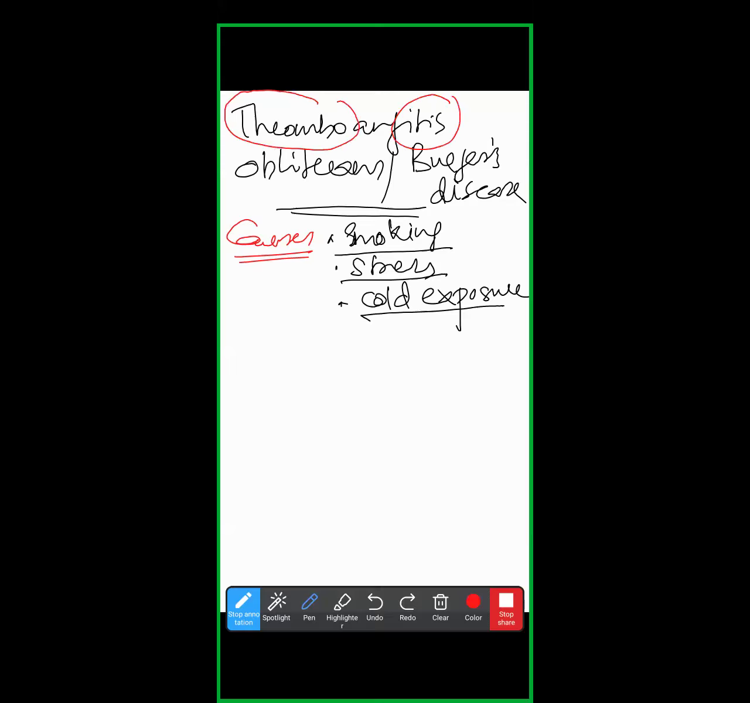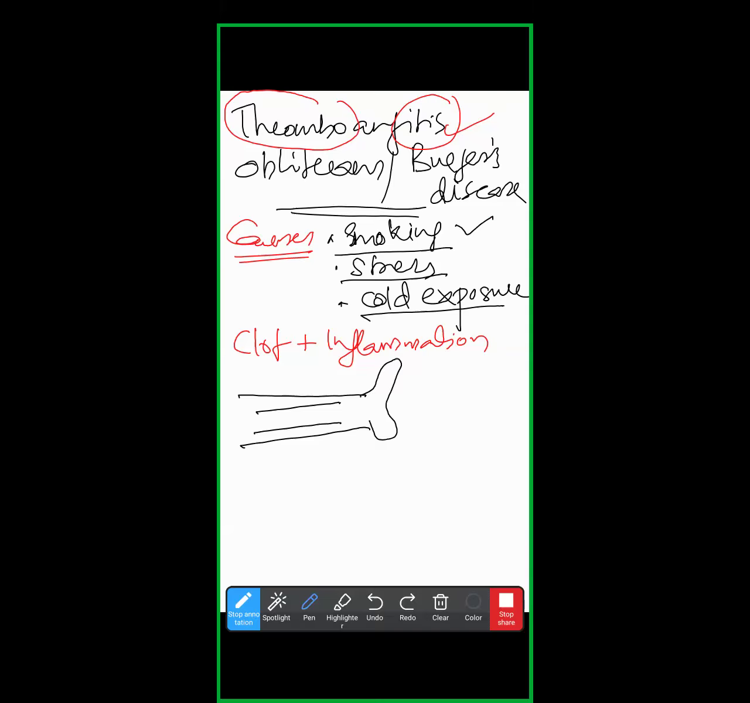Now we can split this word into two. Thromboangiitis: thrombo means clot, angiitis means inflammation. So we are studying about the artery. Where is this clot and inflammation formed? Inside the artery. Imagine this is an artery in the lower extremity, since it usually occurs in the lower extremities.